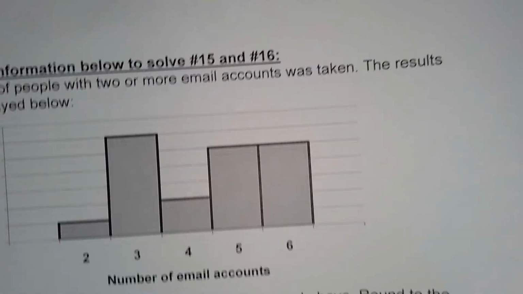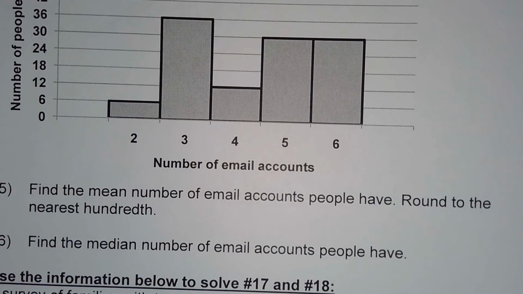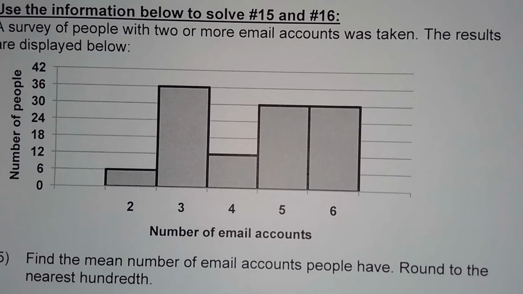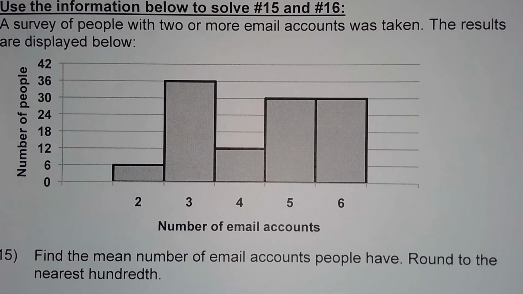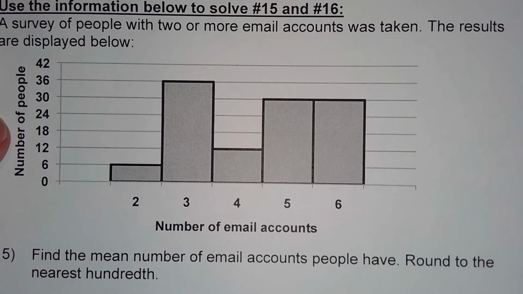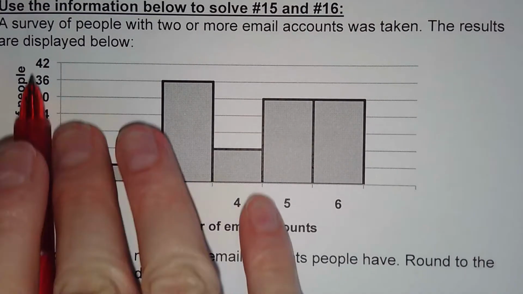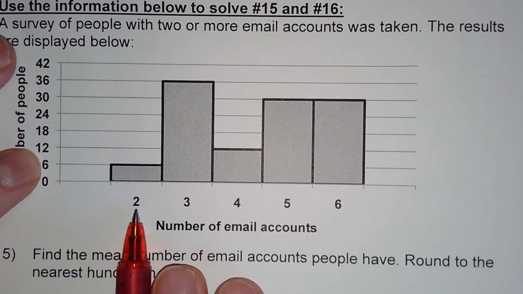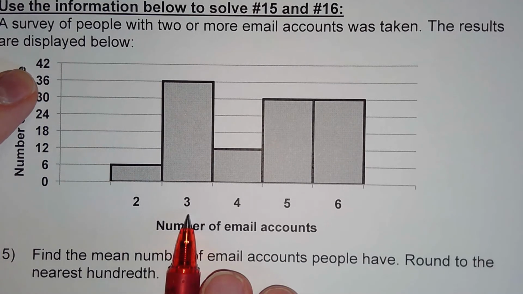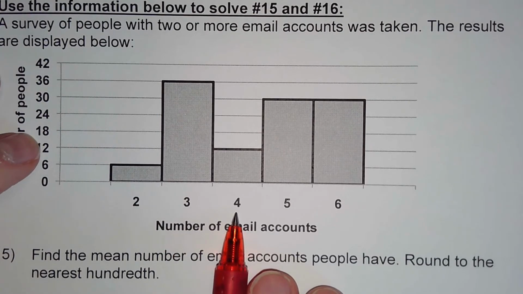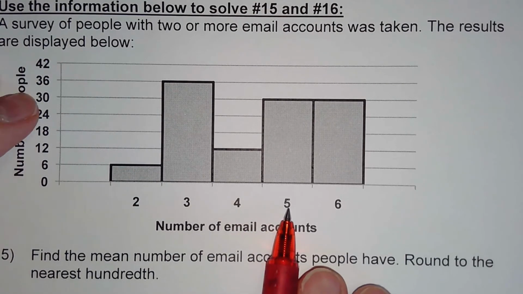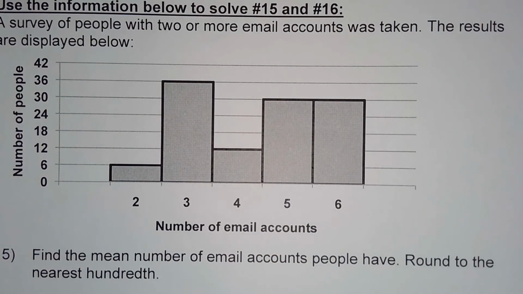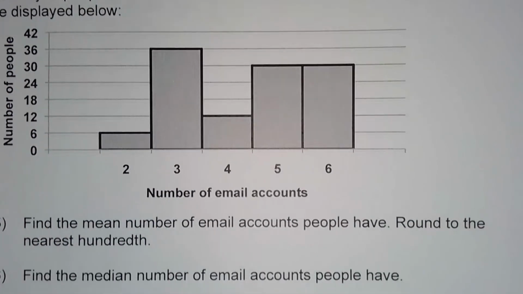Alright, let's take a look at the next problem. A survey of people with 2 or more email accounts was taken. The results are displayed below. So these are the number of people, and this is my data here. There were 6 people that had 2 email accounts, 36 that have 3. Looks like 12 had 4. There was 30 that had 5 and 30 that had 6. Find the mean number of email accounts people have, round to the nearest hundredth.